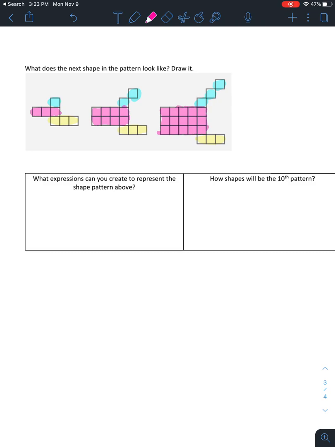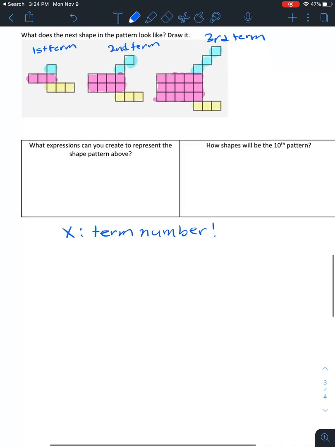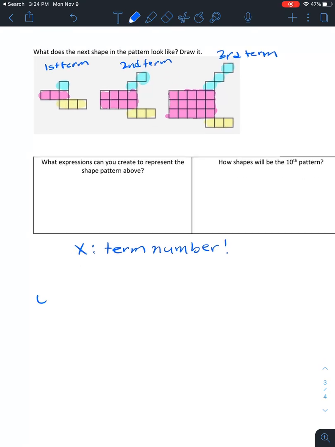So the number one thing we have to remember is that X corresponds to the term number. You just have to know how important that is, so keep that in mind. This is the first term, second term, third term. So when I'm doing this, I see that the yellow, so Y equals, I'm going to write the yellow on top. Nice and easy, just write a 3. That's the one thing that doesn't change in any of the pictures, so I know I have a 3. So, okay, cool, 3.